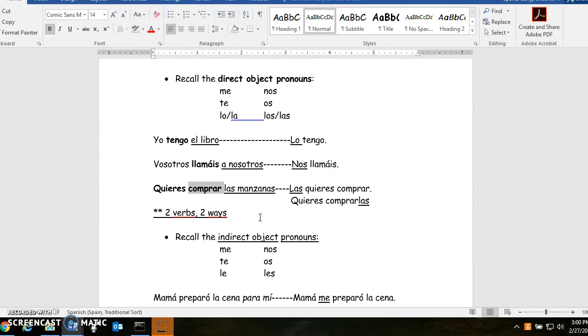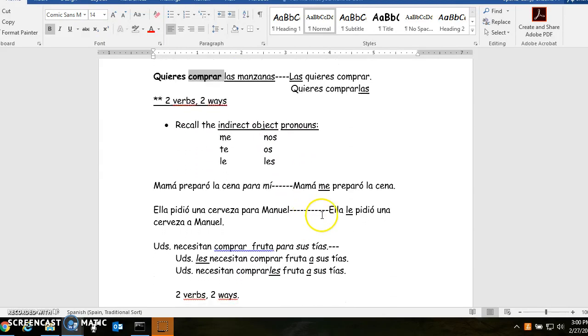In chapter 6, we learned the indirect object pronouns. So a review of an indirect object: it receives the direct object. So if I start off this sentence with Mamá preparó la cena para mí, I have to find the verb, preparó, again. Most important part of the sentence is that verb. And I ask, what did mom prepare? Who did mom prepare? So mom prepared la cena.